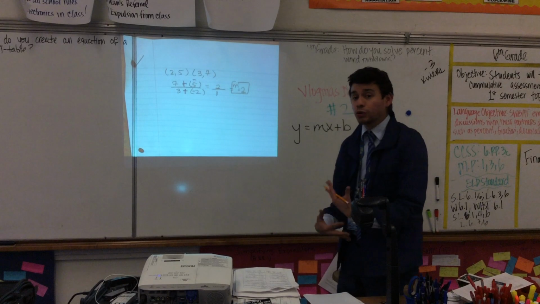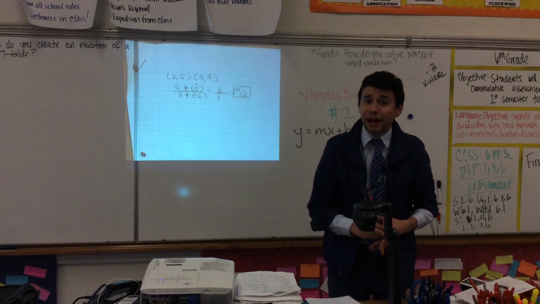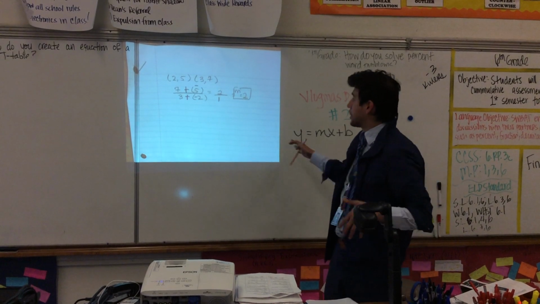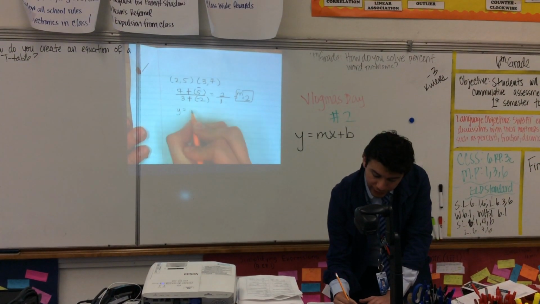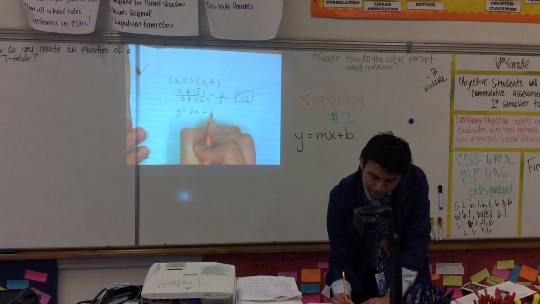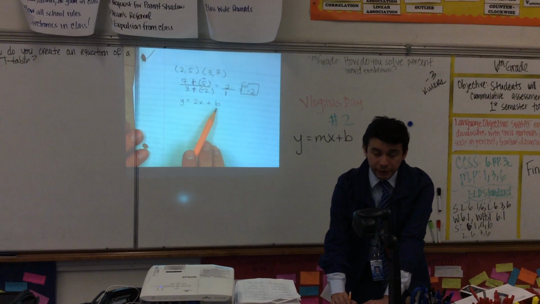Now this is where the algebra comes in. Since we don't have a graph, you're going to have to figure out the y-intercept algebraically. So technically, this is how the problem looks right now. 2x plus b. Okay? We're halfway there. Now we need to look for this one right here.